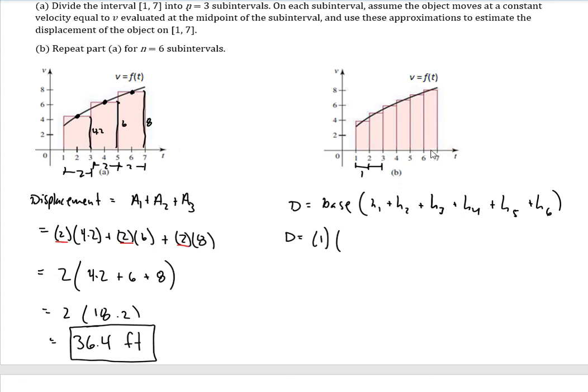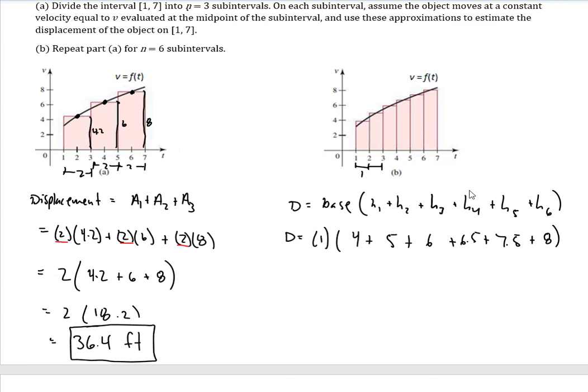So it looks like the first height is exactly 4. So I'm going to do 4 plus the second one, let's say is 5. I think that's pretty close. Plus the third height, that one does look like it's 6. Plus the fourth height, which looks like it's maybe 6.5. Plus the fifth height, which maybe is about 7.5. And then our last height looks like it's also right at 8. Okay, so these are the heights.